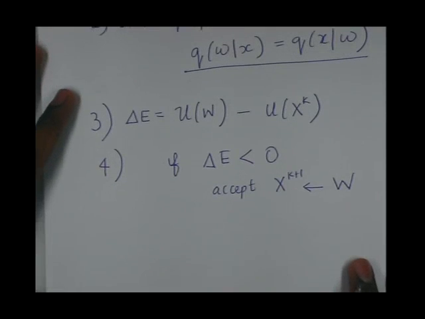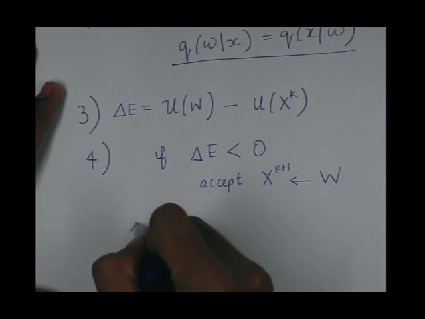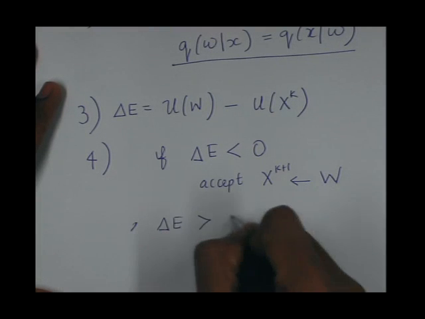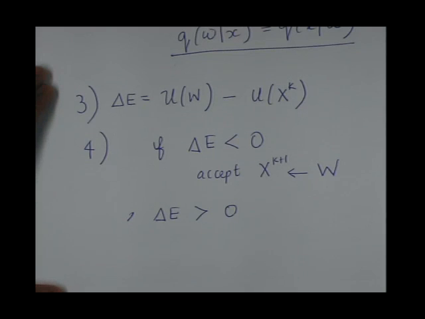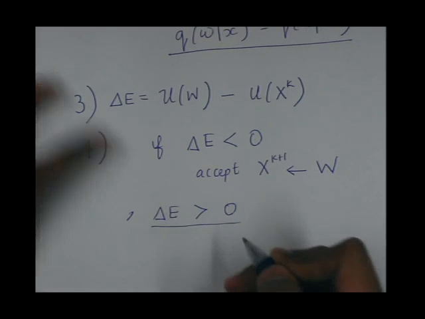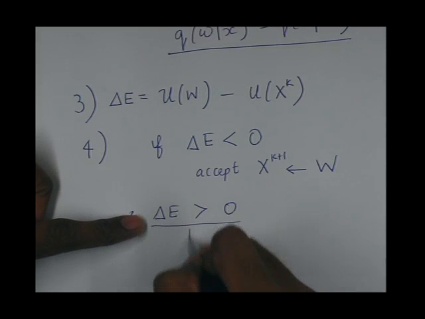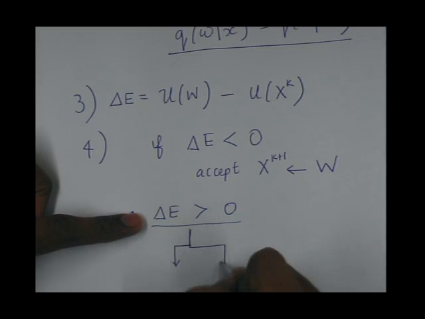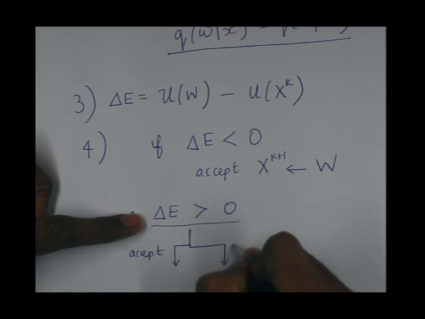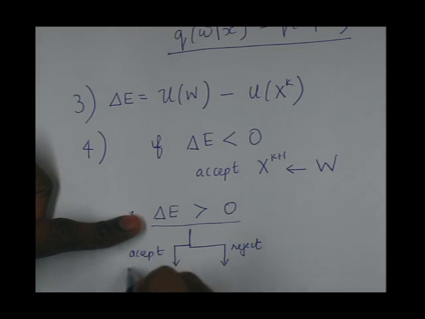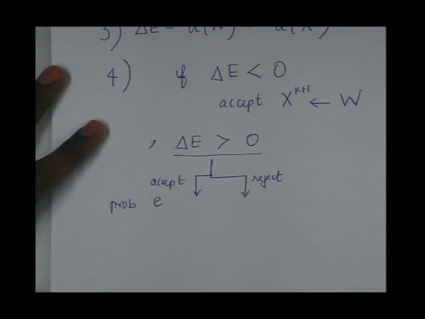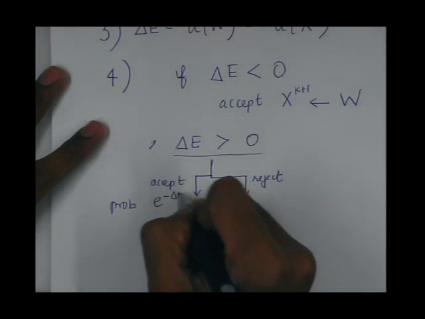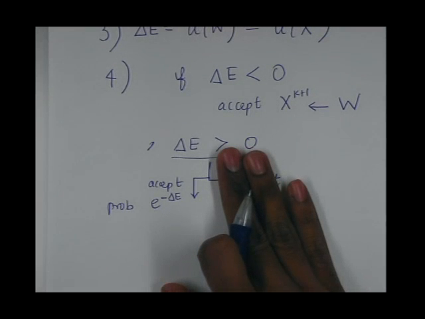Now, here's the tricky part. What happens when delta E is greater than 0? We simply don't reject it. Here's where we're going to do something probabilistic. If delta E is positive, which means the energy went up, then we're going to do one of two things: either accept it or reject it. But we're going to accept it with a probability e to the power minus delta E.